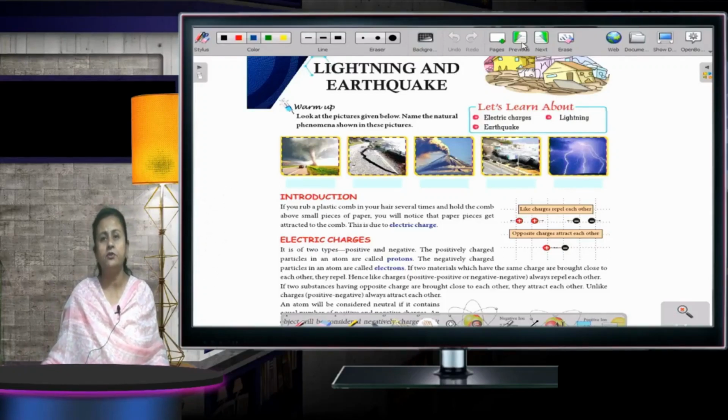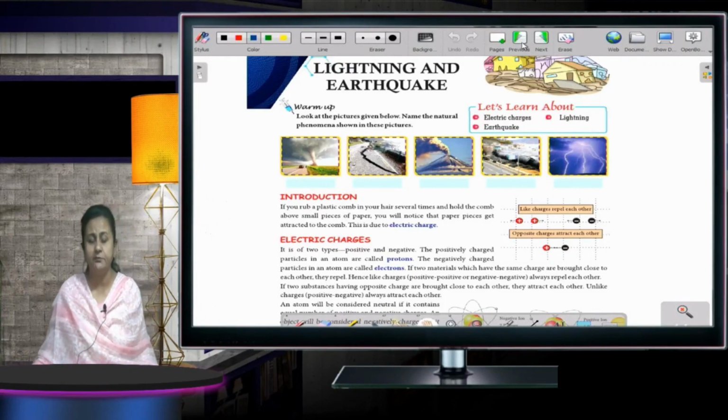As you can see on your screens, the chapter is Lightning and Earthquake. Okay, so let's start the chapter. We start with electric charges.